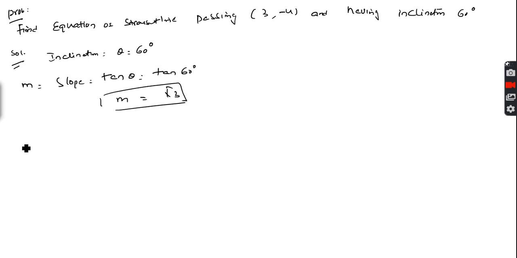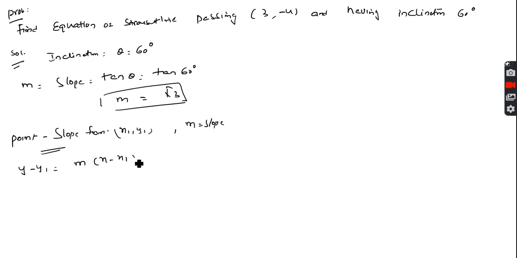And given that it is the point slope form. What is the point? The point is x1, y1 and slope m. What is the formula? y minus y1 is equal to m into (x minus x1). So therefore, what is that x1, y1? x1, y1 equal to (3, -4), and what is the m value? The m value is root 3. If this is 1 and this is 2.